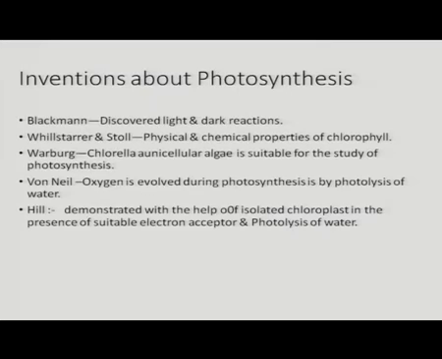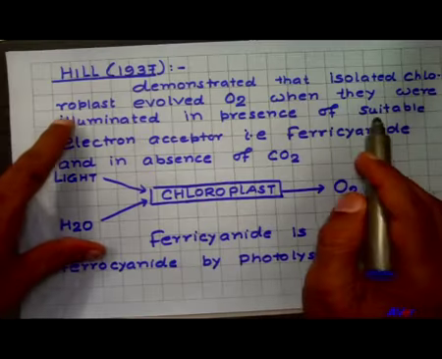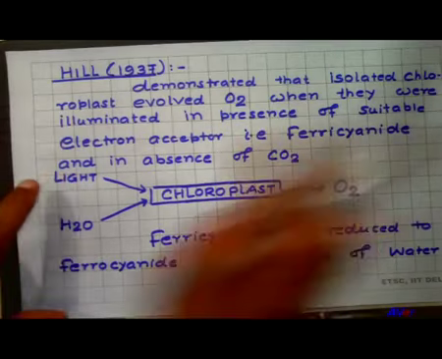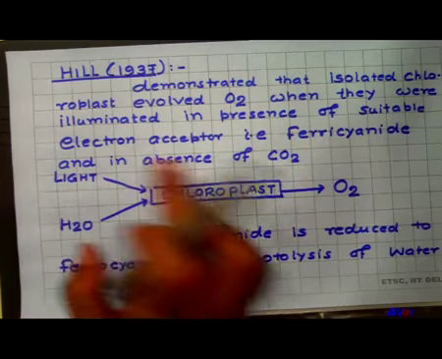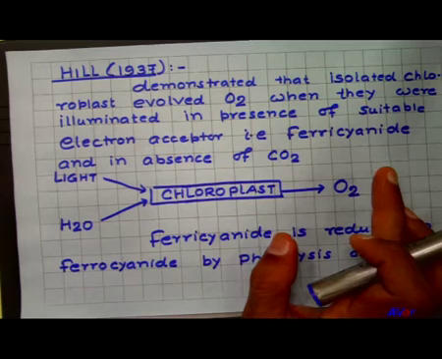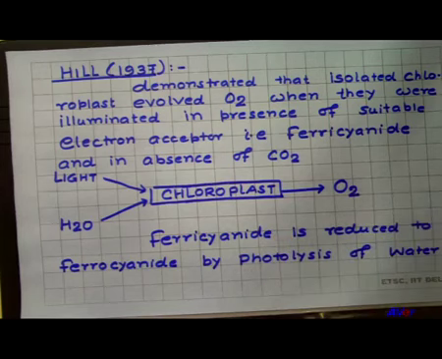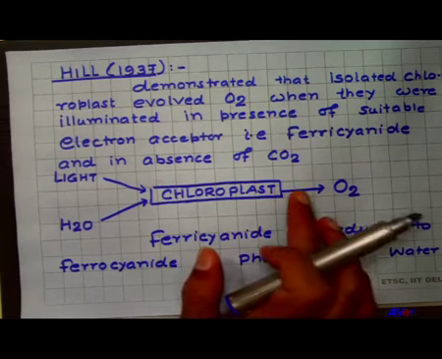According to Hill, we demonstrate with the help of isolated chloroplast in presence of suitable electron acceptor the photolysis of water. According to the Hill reaction, he isolated the chloroplast. Chloroplast can be easily isolated. He demonstrated that isolated chloroplasts evolved oxygen when they are illuminated in presence of a suitable electron acceptor, and he used ferric cyanide in absence of carbon dioxide.